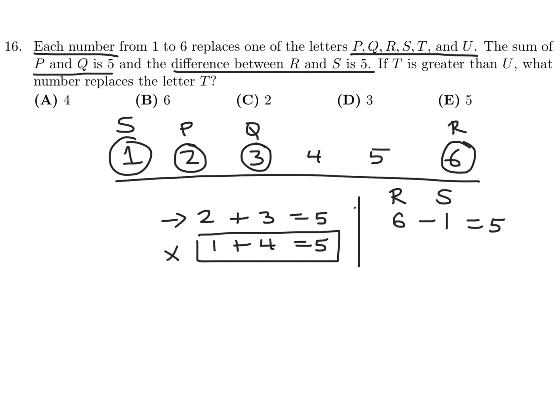Okay, so I'm done. So now I have only T and U to assign, and they're saying that T is greater than U. So obviously this has got to be the T, and this has got to be the U. So therefore the T is 5, and therefore number 16 is E.